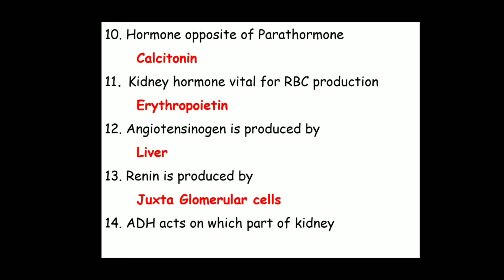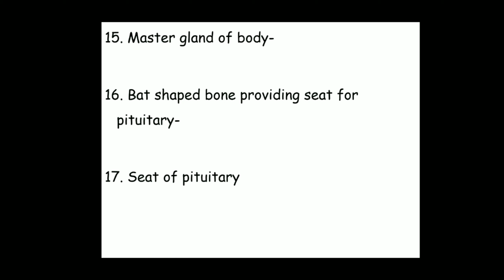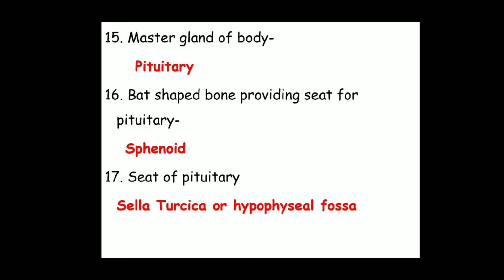ADH acts on which part of kidney? Collecting ducts. Master gland of body: pituitary. Remember, all the glands are controlled by hypothalamus, but the master gland is pituitary. Bat-shaped bone providing seat for pituitary: sphenoid. Seat of pituitary, that's a part of sphenoid bone called sella turcica or hypophyseal fossa.